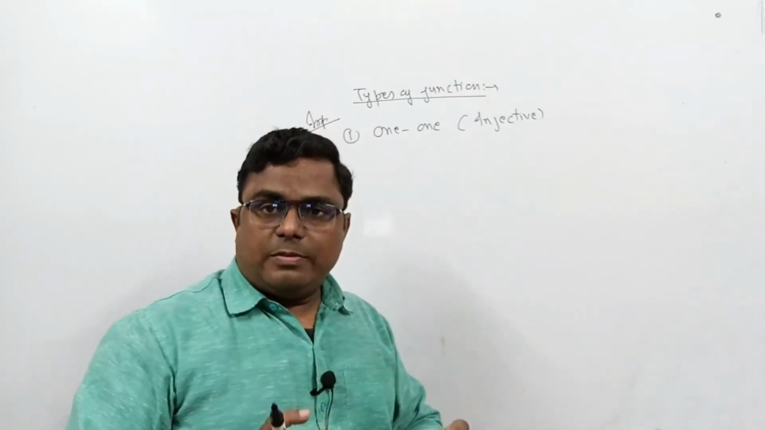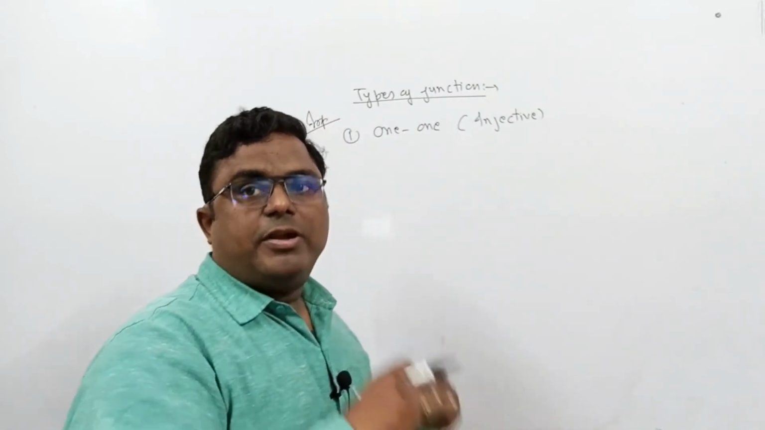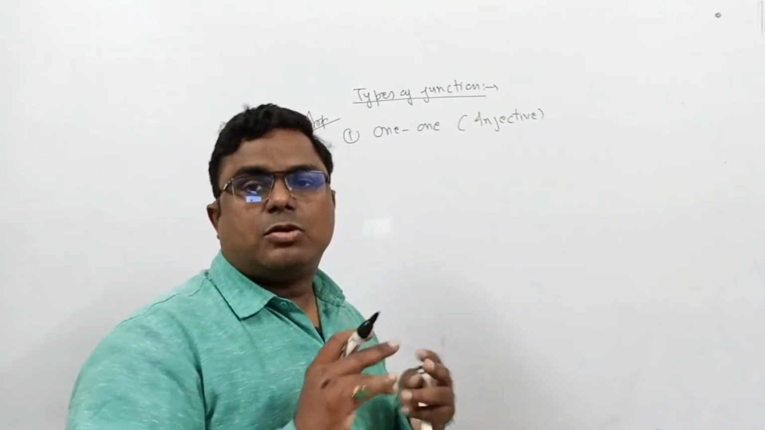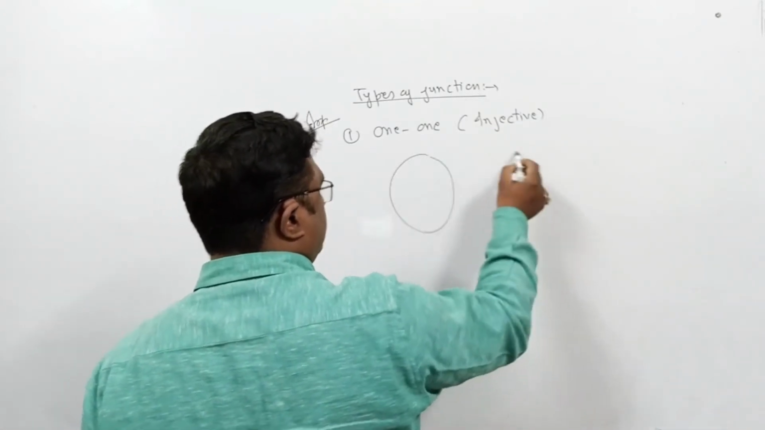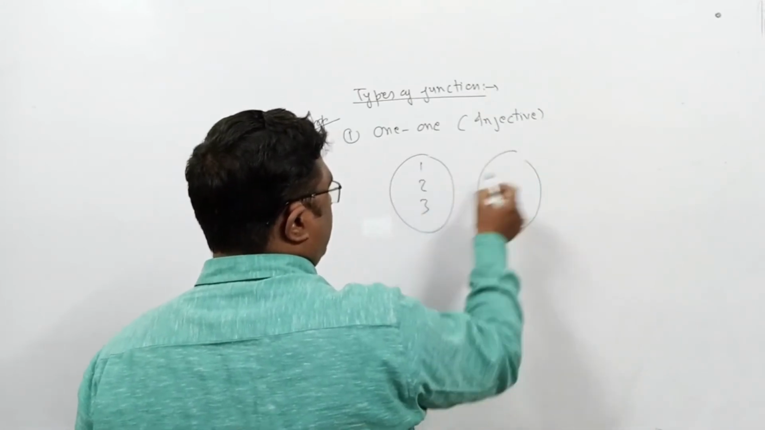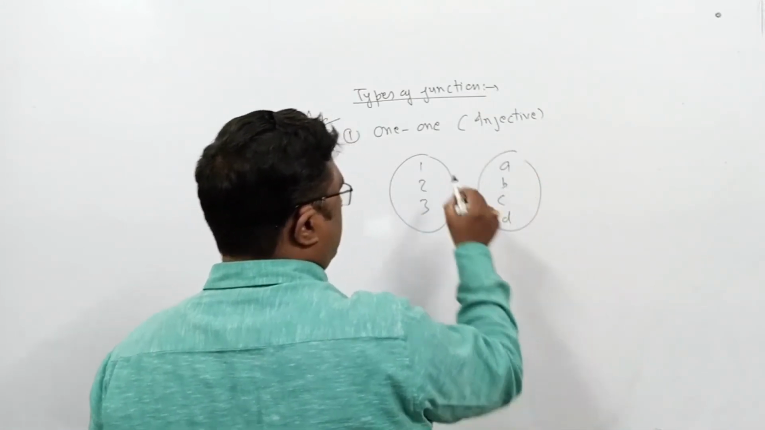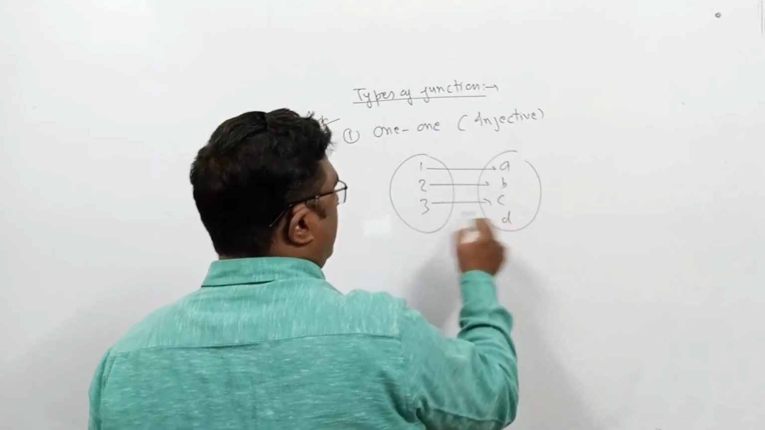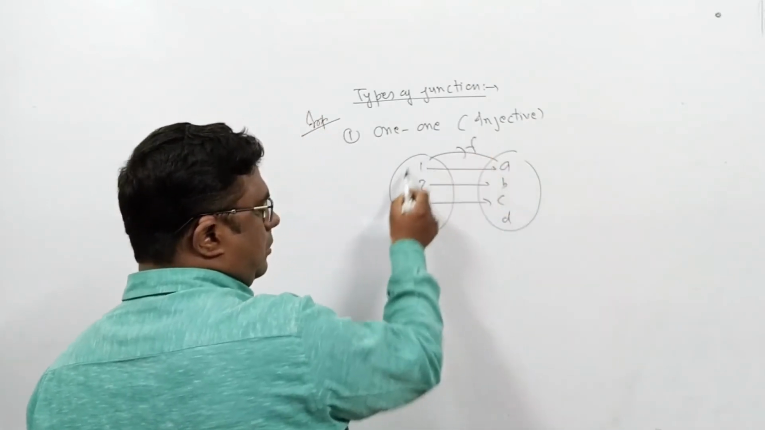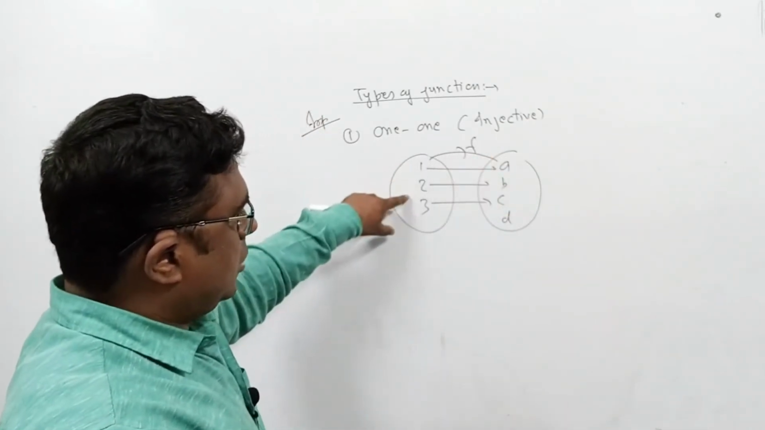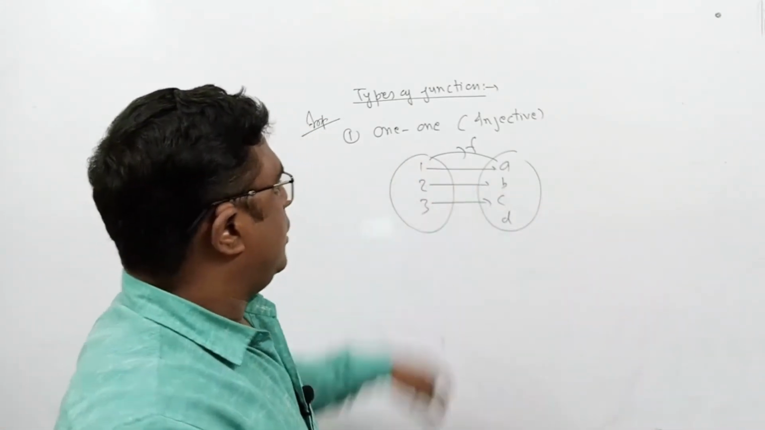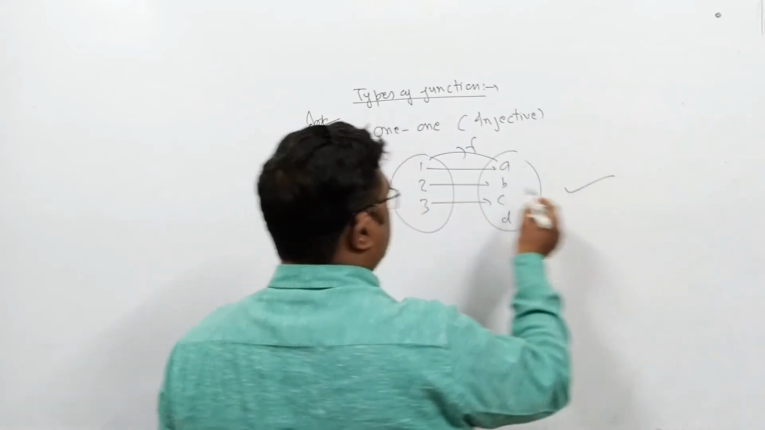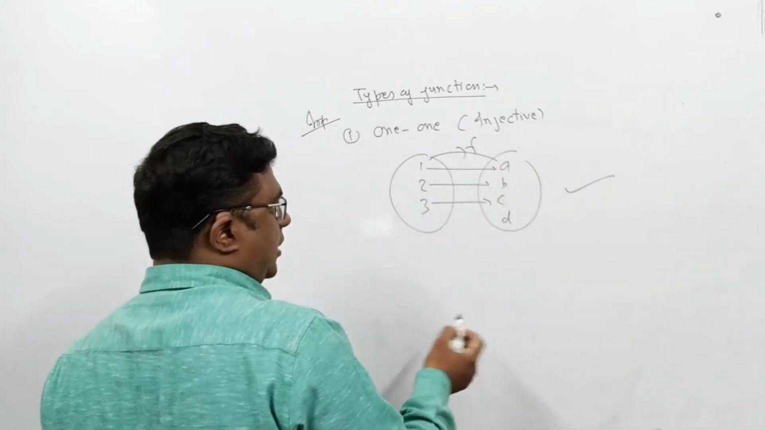If different elements of the domain have different images in the codomain, then we call it one-one. Example: 1, 2, 3 and A, B, C, D. Here you see that all the different elements like 1, 2, 3 have different images in the codomain. So that's why it is an example of a one-one function, also called an injective function.